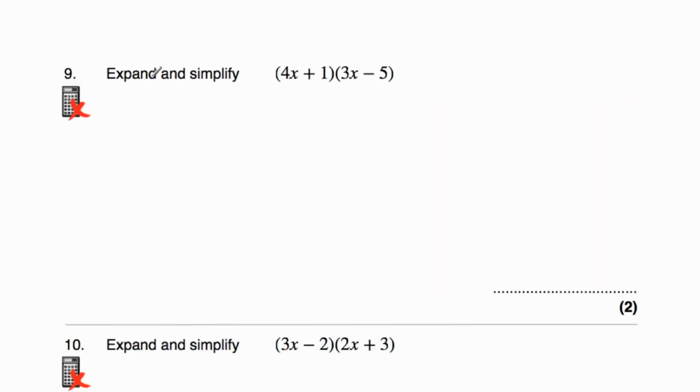So in question number 9, we've been asked to expand and simplify (4x plus 1)(3x minus 5). So let's multiply them together. So 4x times 3x. Well, 4 times 3 is 12, and then x times x is x squared. Now we've got 4x times minus 5. Well, 4 times minus 5 is minus 20, so 4x times minus 5 would be minus 20x. Then we've got 1 times 3x, well, that would be plus 3x. And then finally, we've got 1 times minus 5. Well, 1 times minus 5 will be minus 5.